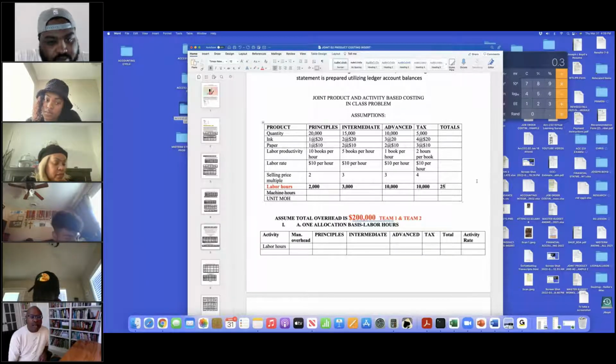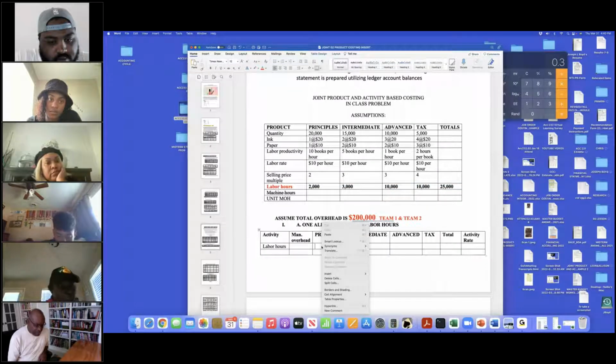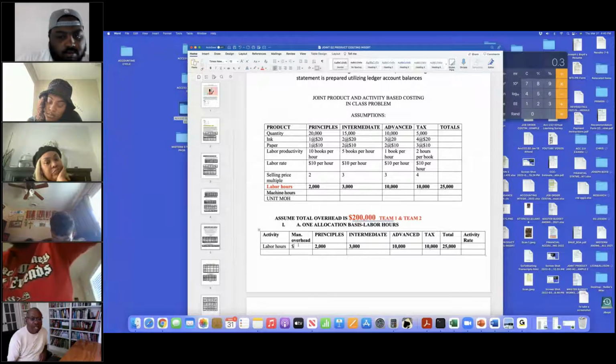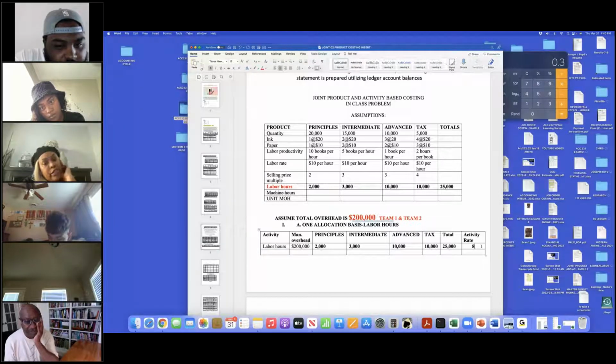And we simply can copy this information, put it down here, put our 200,000 in overhead down here. So what is going to be the activity rate? 8. How do we get 8? We divide 200,000 in overhead by the total amount of hours.